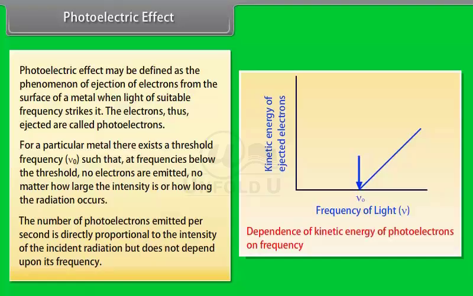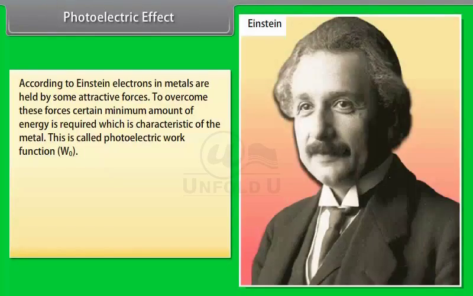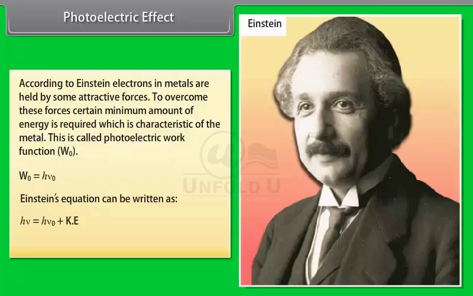The number of photoelectrons emitted per second is directly proportional to the intensity of the incident radiation but does not depend upon its frequency. According to Einstein, electrons in metals are held by some attractive forces. To overcome these forces, certain minimum amount of energy is required, which is characteristic of the metal. This is called photoelectric work function W0. W0 is equal to h nu naught. Einstein equation can be written as h nu is equal to h nu naught plus Ke. Ke is equal to h nu minus h nu naught.